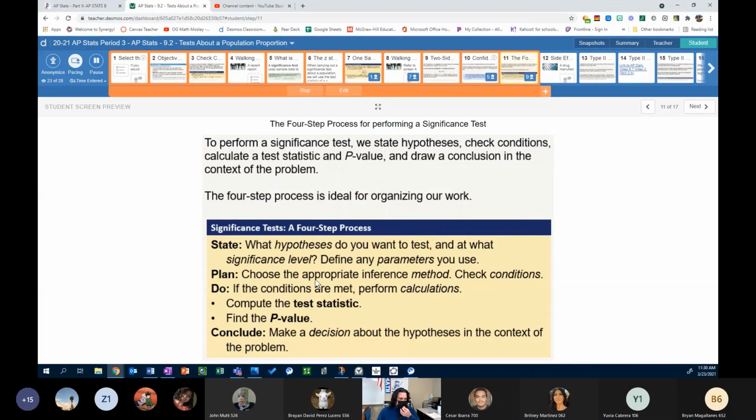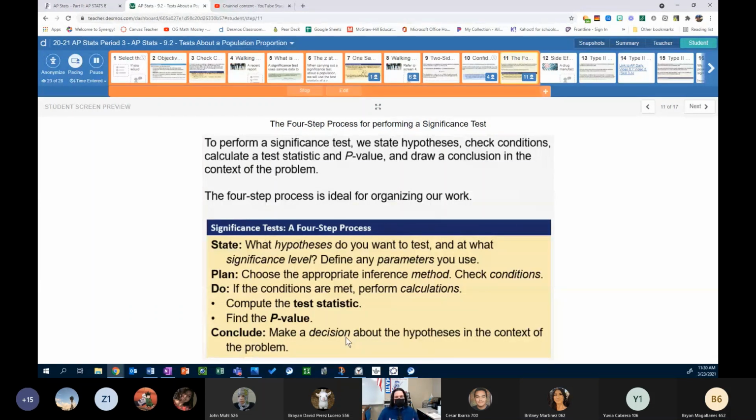Plan: choose the appropriate inference method. In this case, we're doing the one sample z-test for population proportions. Check conditions: random, 10%, large counts. Do: if the conditions are met, perform calculations. Compute the test statistic and find the p-value. And finally, conclude: make a decision about the hypotheses in the context of the problem.